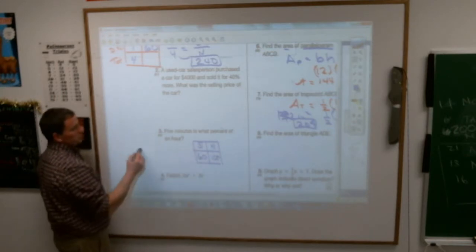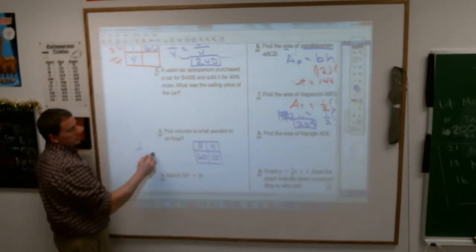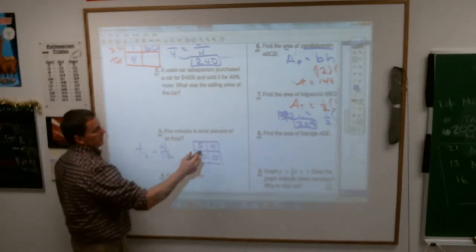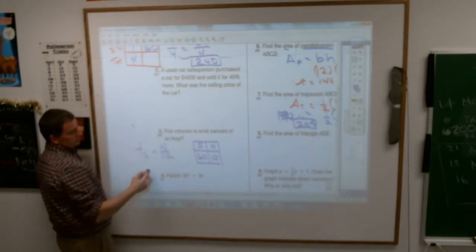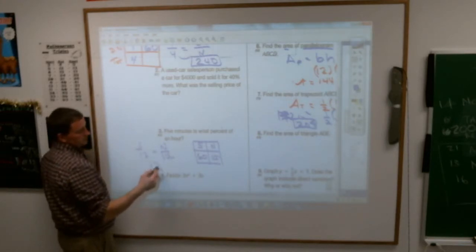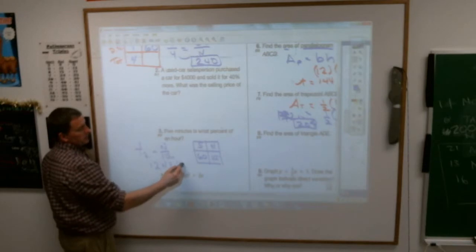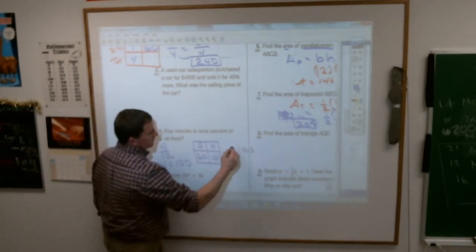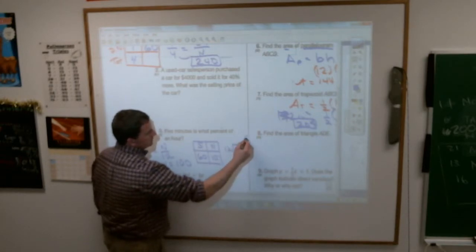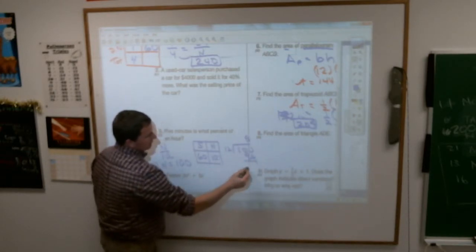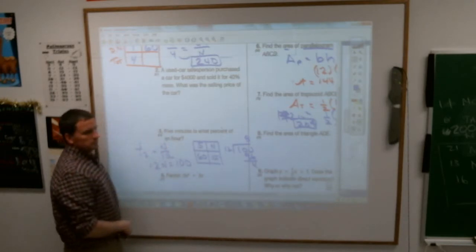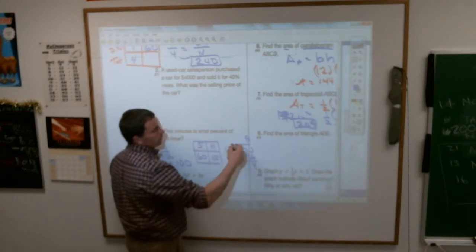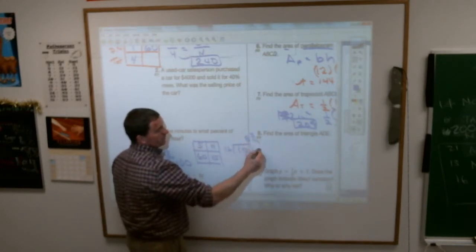You could reduce that, and I know most of you did. 1/12 equals what number over 100? So you end up cross multiplying and getting 12n equals 100. If you take 12 into 100, what do you get? 100 divided by 12, 8 is 96. What do I do with this leftover 4? Make it a fraction. 4 over 12 is 1/3.